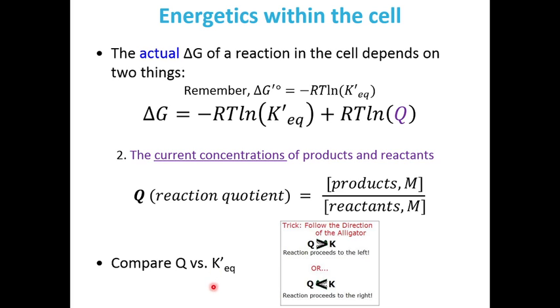Now compare Q versus K equilibrium. If Q is greater than K, reaction will proceed to the left, which means that reaction is reverse. If Q is less than K, reaction will proceed to the right. This means that a lower Q will drive the reaction forward.